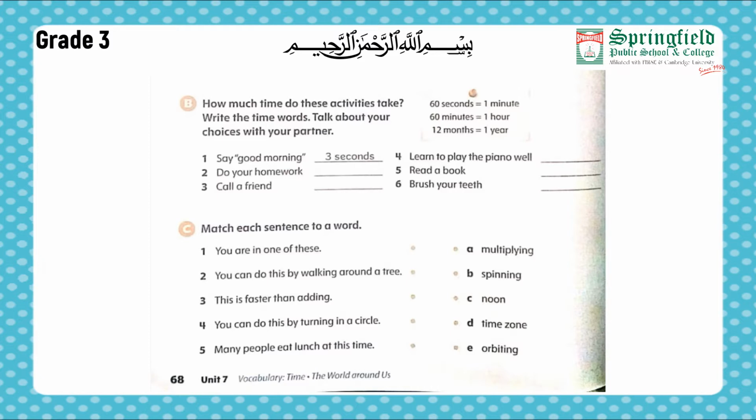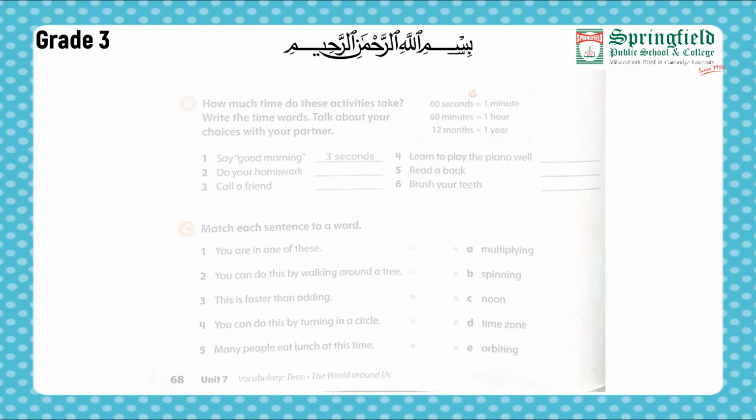Moving to the next statement, you can do this by walking around a tree. Now what do we do when we are walking around a tree? We are orbiting it. So we are going to match the second one with option E. Statement number 3, this is faster than adding. So we are going to match the third one with A, multiplying. So students, I hope you all are able to attempt the next 2 statements.